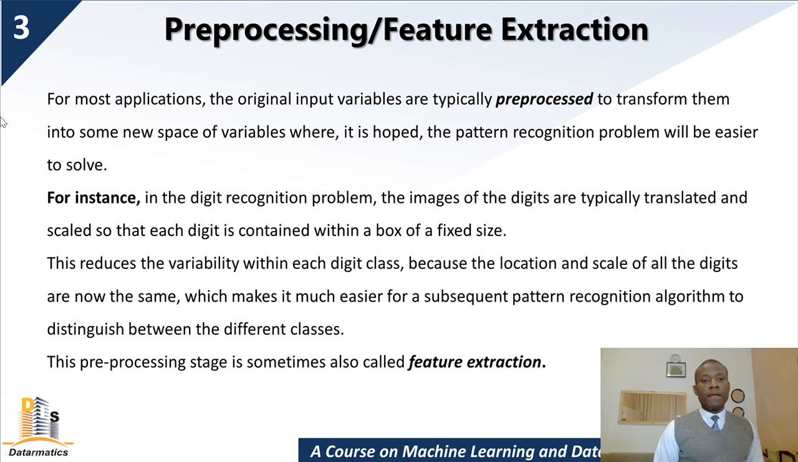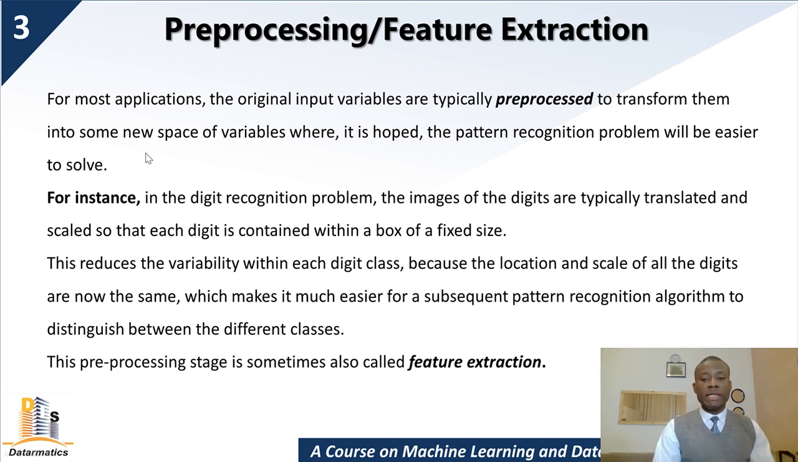All right, so we also have the concept of pre-processing or feature extraction. For most applications, the original vectors need to be pre-processed to transform them into some new space of variables where it is hoped the pattern recognition problem will be easier. In the case of the handwritten digits we mentioned, we enclose each in a box of 28 by 28. So it means that all the input is going to fit into a 28 by 28 box. In this way, we can say we pre-process the data. So there is no input that is going to be beyond this particular size.